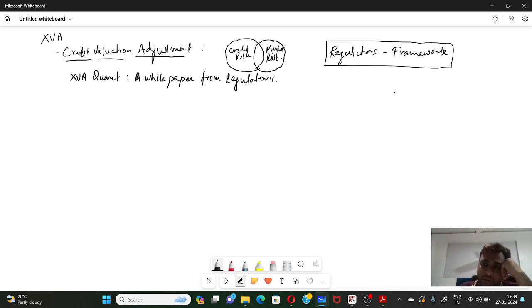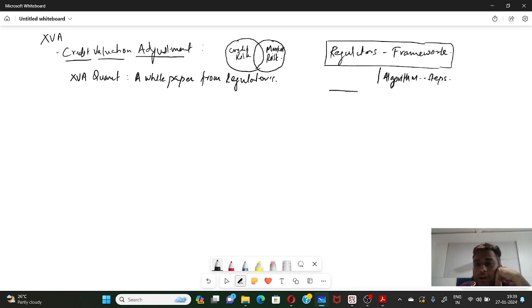So regulators build a framework, and in terms of understanding what this framework is, right? This is kind of an algorithm, right? So an explicitly written algorithm. Okay, so it has steps as to how to do a certain calculation and all of that. So this framework is that.